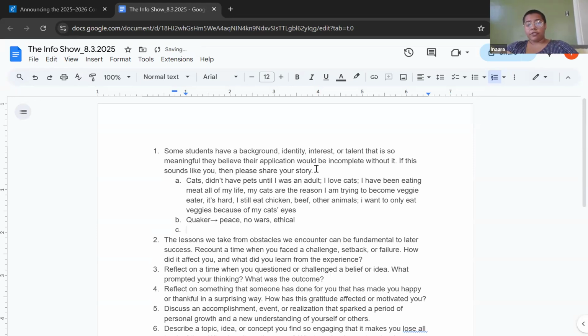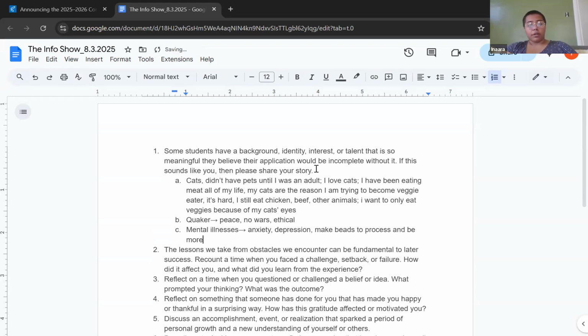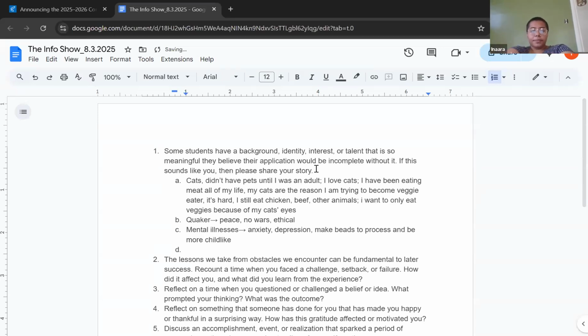I have different mental illnesses. So anxiety, depression, and what I've been doing is beading. I don't have anything on me right now. I could have showed y'all, but I make beads to process and be more childlike. That comes up. I'm just brain dumping. I'm like, what's rising for me right now? What's coming up? Interest or talent?